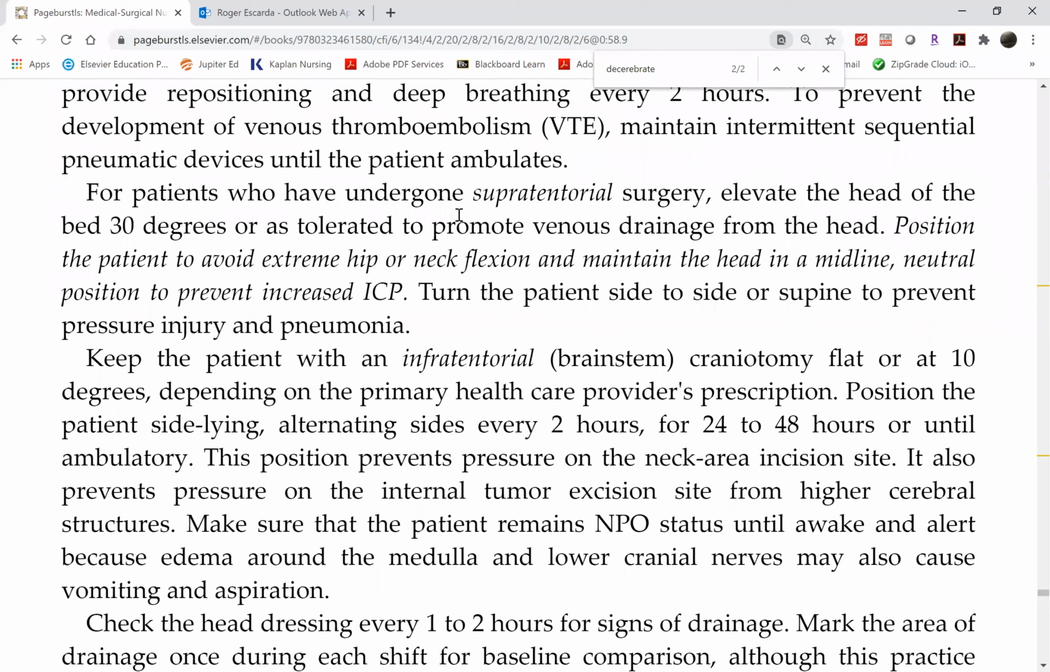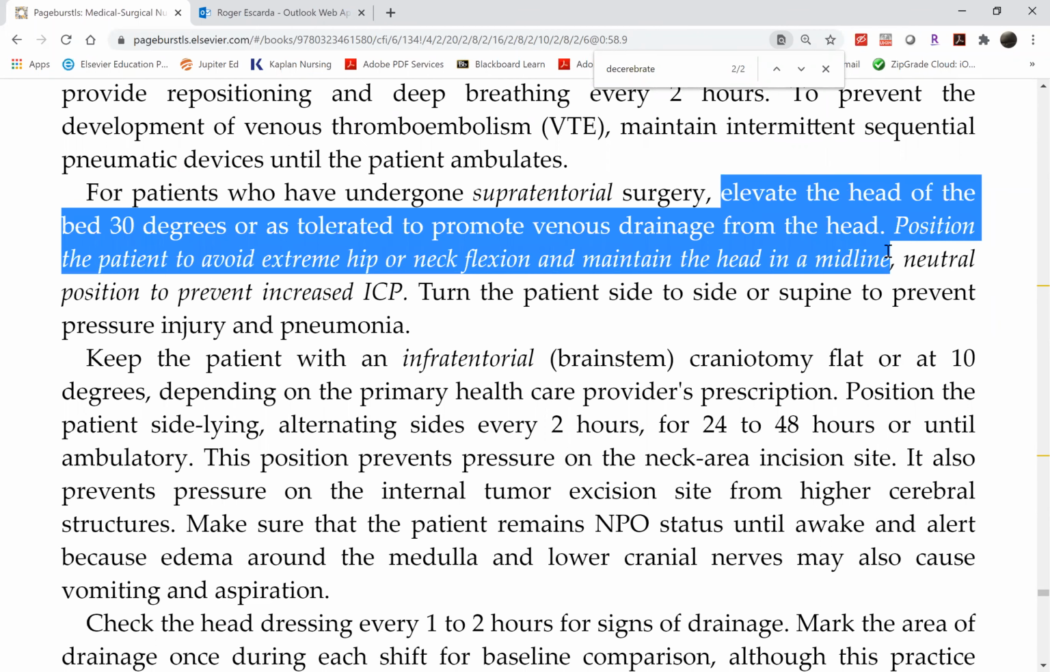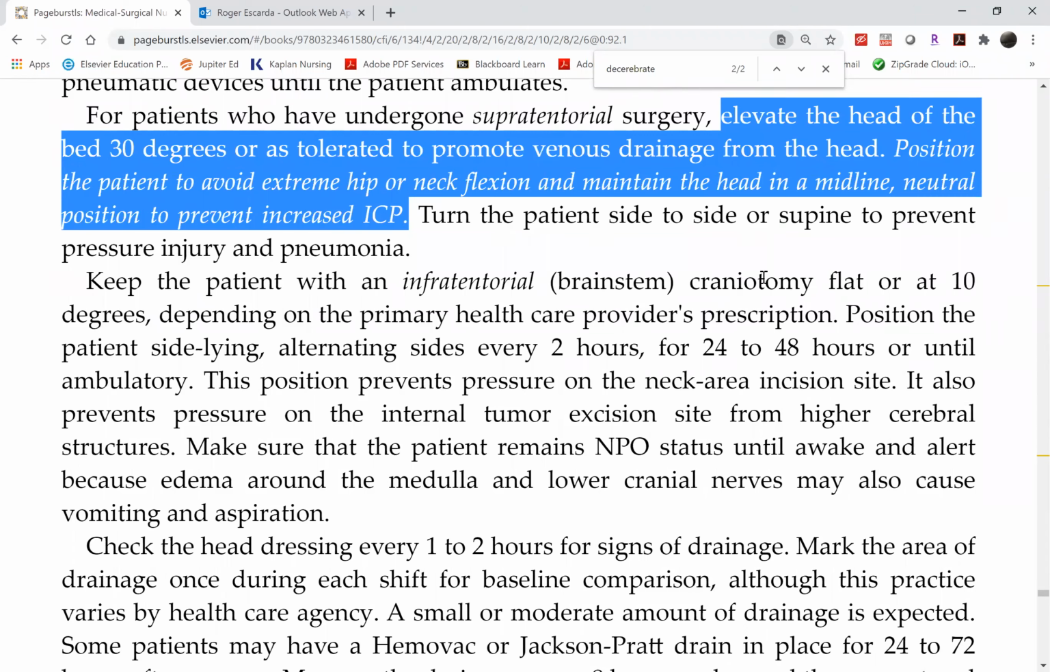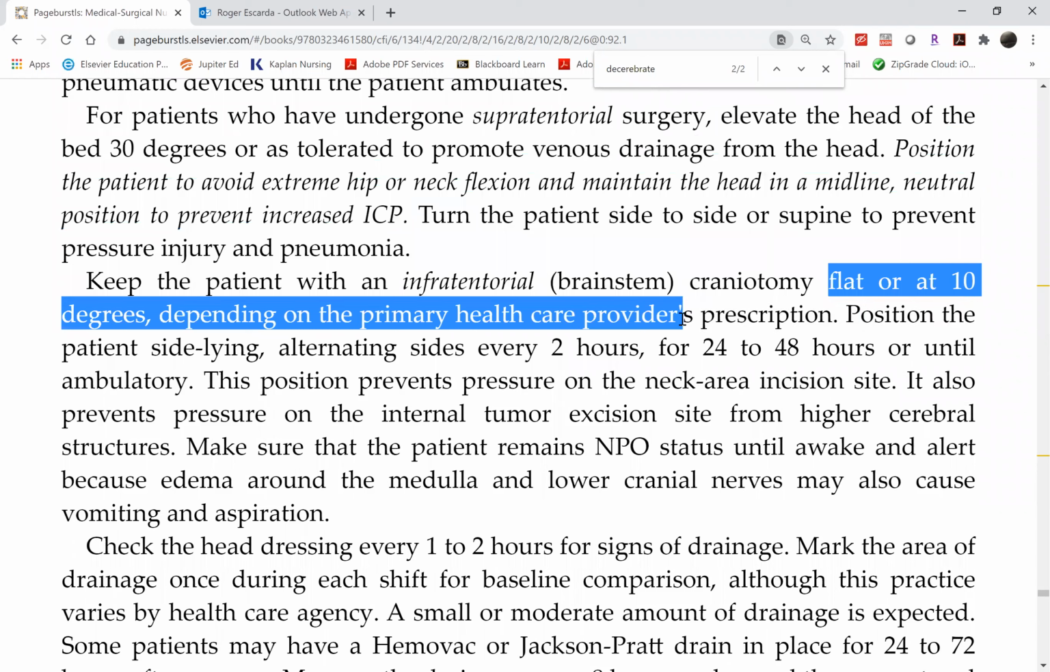These two paragraphs here, it really depends on which part of the brain was the surgical site. If it's supratentorial, post-op care will be to elevate the head of the bed 30 degrees and position them midline, head in a neutral position, no hip or neck flexion, but you can still turn them side to side. However, if it's a lower surgery, involving the brainstem, the patient post-op must be positioned flat, or if you need to elevate the head, it should be no more than 10 degrees up.